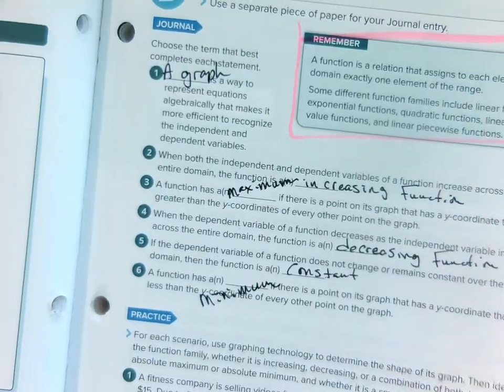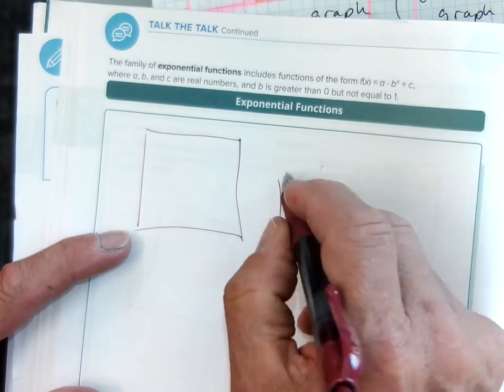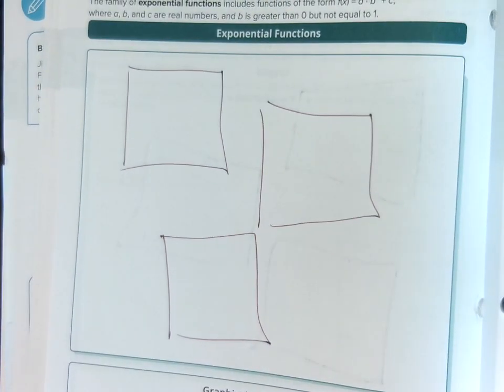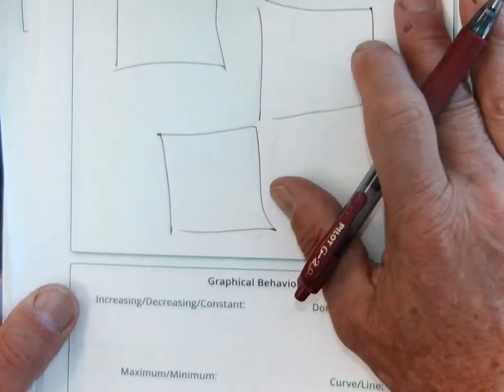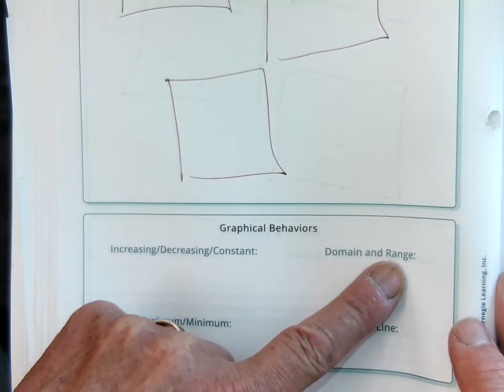And then we drew the exponential. I think we had some exponential. We taped on these. We talked about how they are a curved line. They will not have a max and a min. They can be increasing or decreasing. The domain is going to be all real numbers, but the range is not.